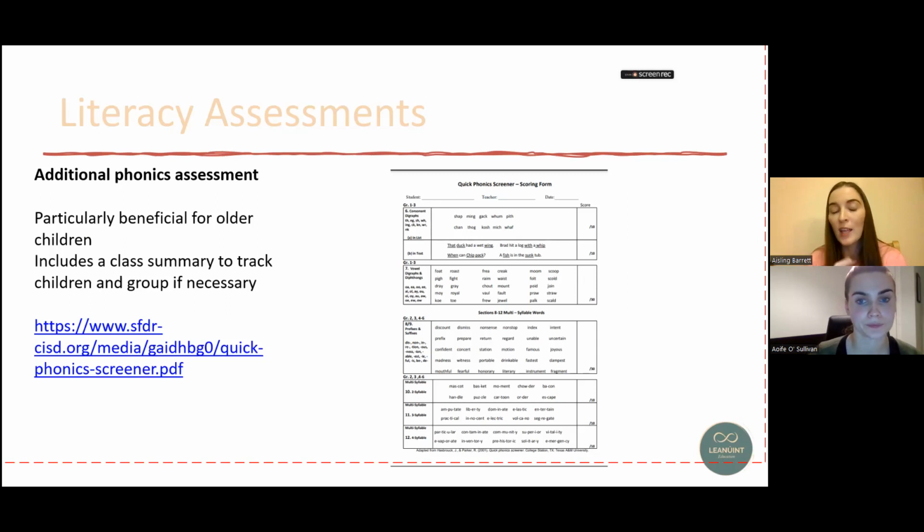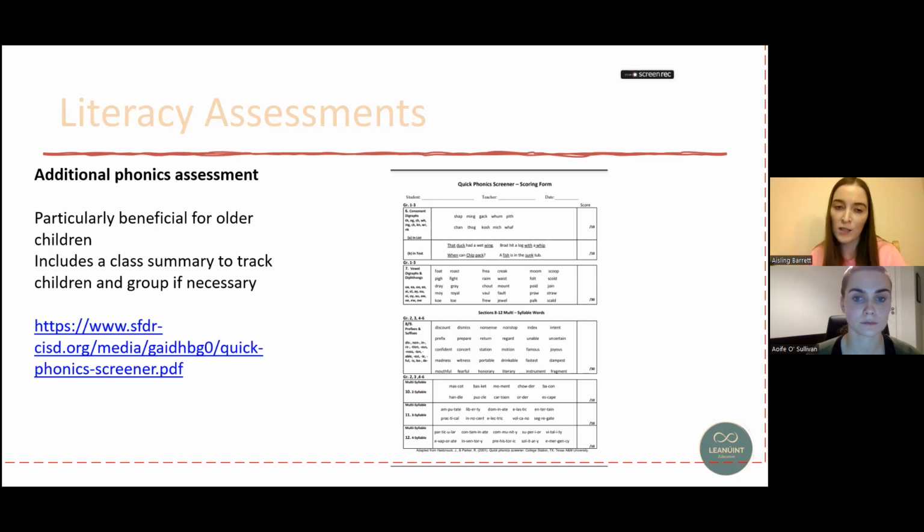It also comes with a class grid that you can write in your children's names and then tick off the ones that they have, I suppose, succeeded with, that they know, and pinpoint out the children that are having specific difficulties, maybe with prefixes or suffixes or multisyllabic words. I'm actually planning on using this phonics assessment with my class this week.